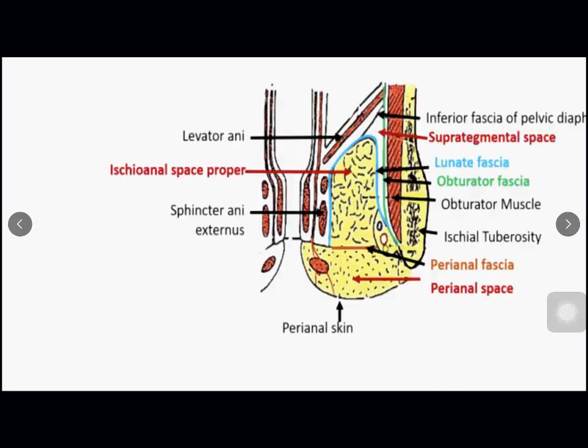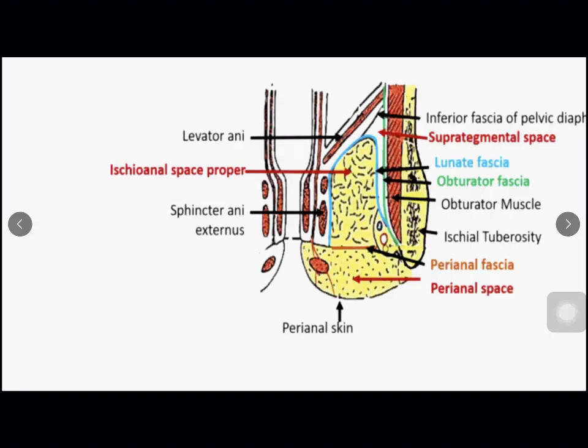Before that you have to understand this diagram. I told you this is your levator ani muscle, this is your obturator internus muscle. You can see the fascia covering them. From these 2 fascia you will be getting a blue colored fascia, which is semicircular in shape. Therefore it is named as lunate fascia. This lunate fascia is the main thing which is going to separate this ischioanal fossa into 2 spaces. That is the suprategmental space, whatever the space which you have above this lunate fascia, and whatever is below that lunate fascia we'll be calling the ischioanal space proper.